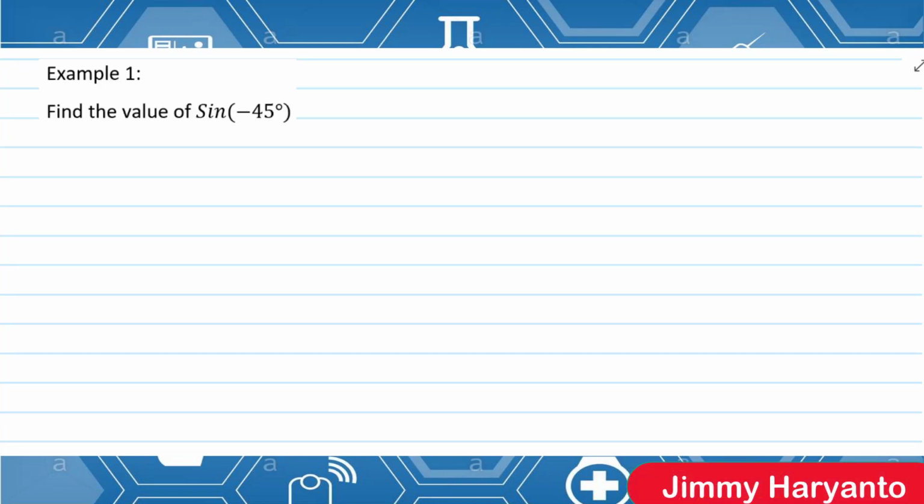Example 1, find the value of sine negative 45 degrees. Okay, I will give you the easy way. You have to add 360 degrees until the angle becomes positive. So it will be sine 315 degrees.